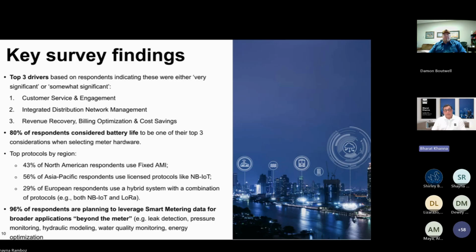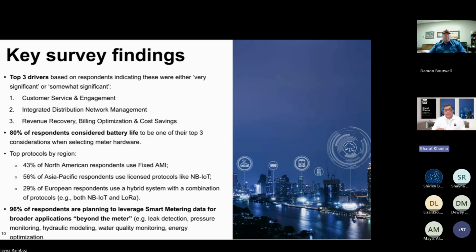Then the other area we looked at in the survey was the telecom protocols. How do you connect? So 43% of the utilities in North America are looking for a fixed AMI network. When we talk about the Asia Pacific region, because the cost of cellular is lower over there, 56% of the respondents wanted a licensed protocol like NB-IoT, which is narrowband Internet of Things, or LoRaWAN. So those were the preferences. And if we talk about the European market, predominantly they're looking for a hybrid system. So these were some of the other findings we saw in the report.